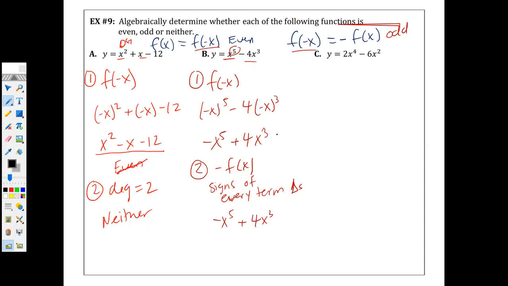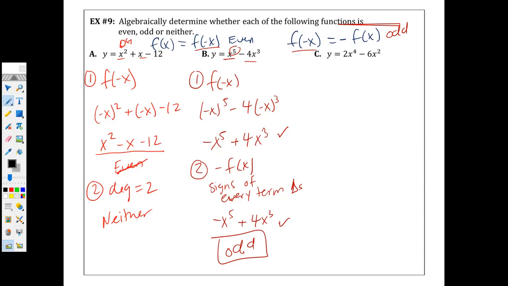If it's odd, then these two things are the same. Are they the same? Yes. So therefore, this is an odd function algebraically. So when you have a negative outside of your function, it's telling you that the signs of every term are changing. So when I go to the original, my first term is positive, so it now is going to become a negative. My second term is negative, so now it becomes a positive. And because these two are the same, therefore this is an odd function.